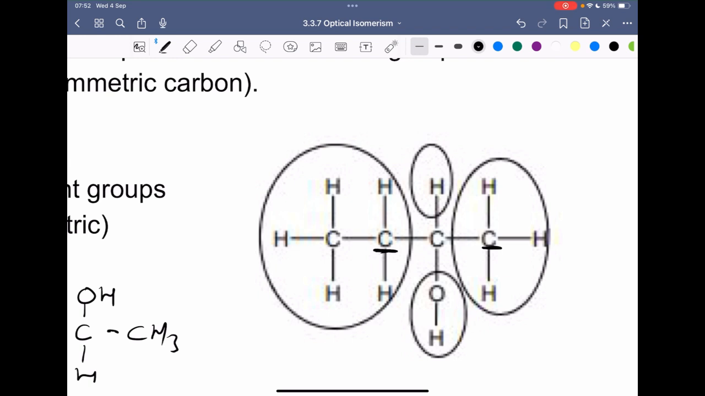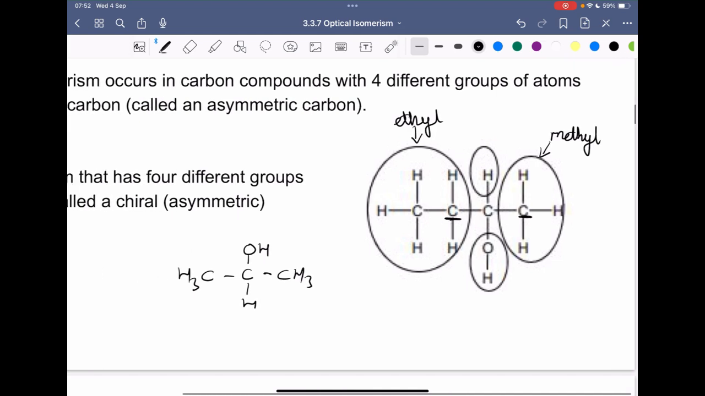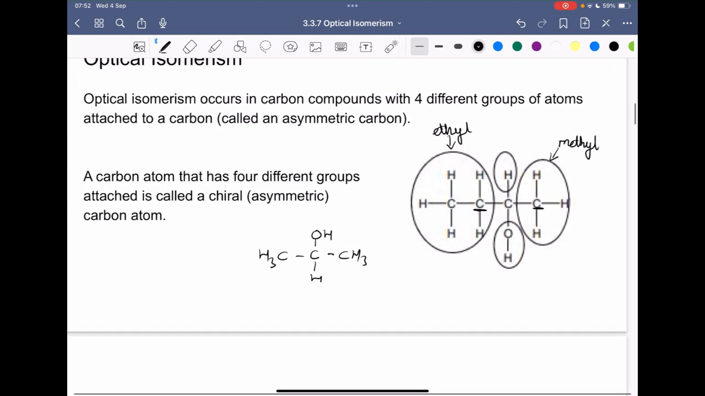Okay, so because of that, you would count this as methyl group, and this is an ethyl group. Okay, so they're 2 different groups.